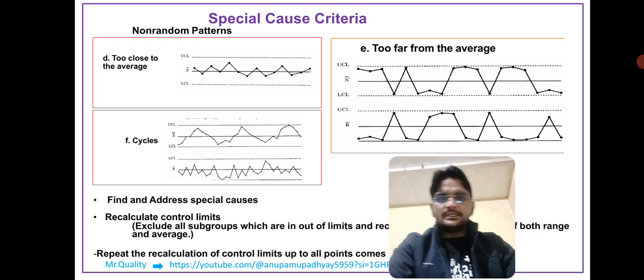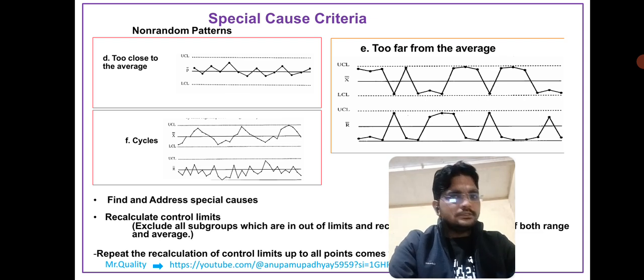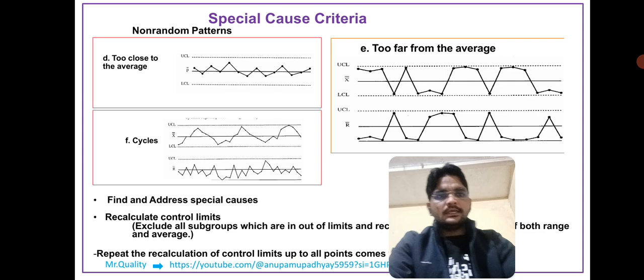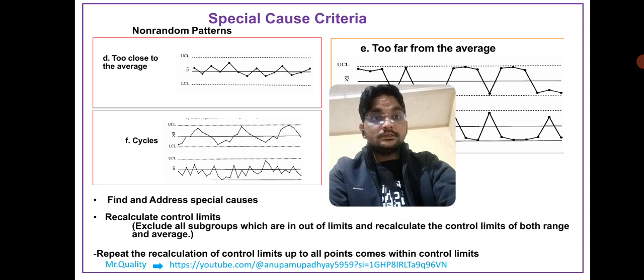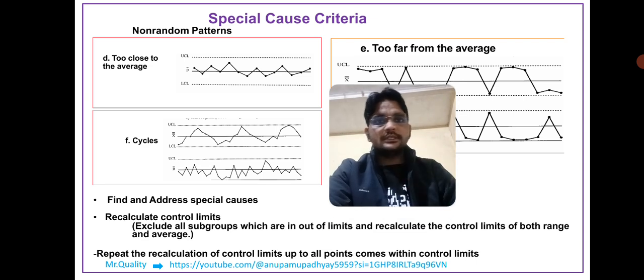Another example is too close to the average. If all the values on the chart are very close to the average, then this is also a non-random pattern. And cyclic: continuously up and down, that is a cyclic process. Some values are up, some are down, continuously up and again down. Too far from the average, values are too far away from the mean, and too near to the average, very near to the central line, is also a criterion that was already explained.